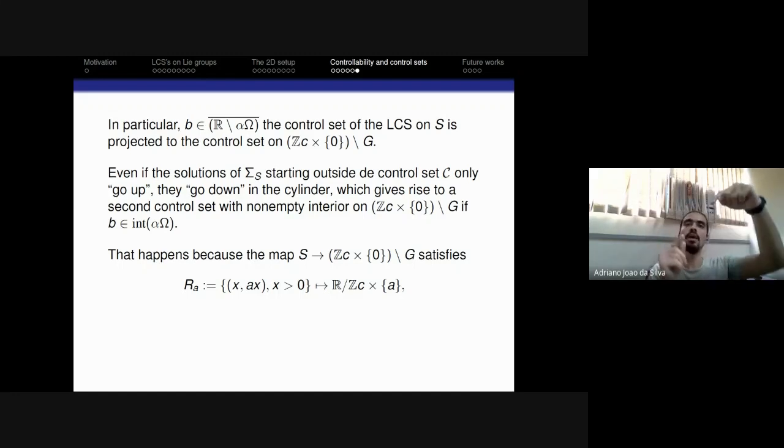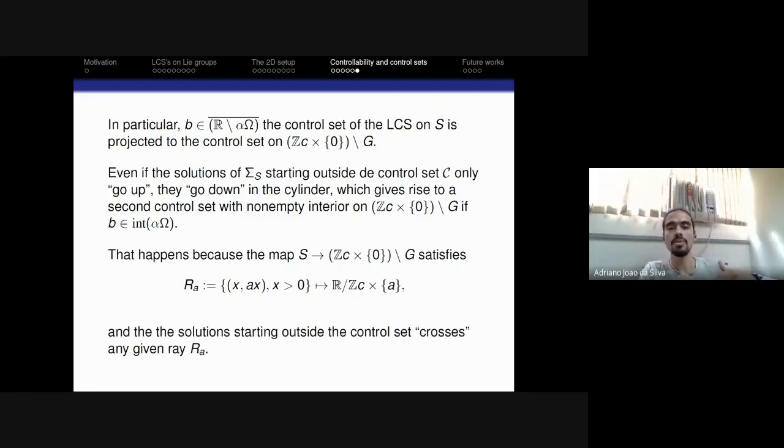So meaning that all the rays, even though all of them start at the origin, when you get rays that are quite close to the y-axis here, they are projected to minus infinity on your cylinder. And that's exactly how you can go down your cylinder. So you cannot go down in your group, but you certainly can go down in the cylinder because you can cross all of these rays. And that's quite beautiful geometry.